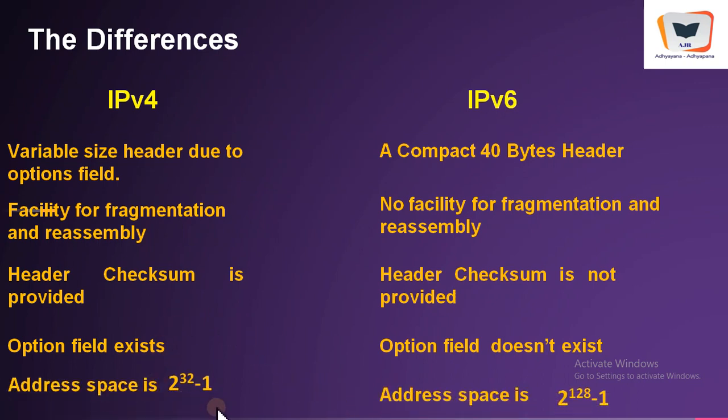And here the address space is as big as 2 to the power of 32 minus 1. These many addresses can be uniquely represented as far as IPv4 is concerned. But the address space of IPv6 is very huge. It corresponds to 2 to the power of 128 minus 1. A very, very huge address space in order to accommodate the increasing end systems day in and day out.